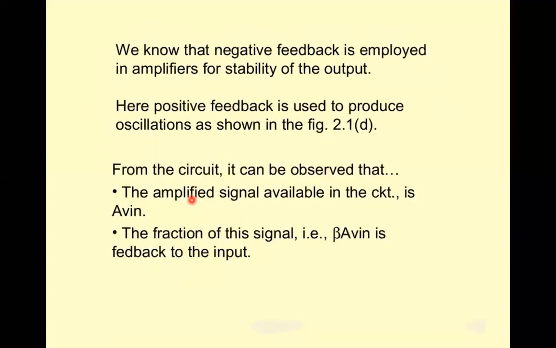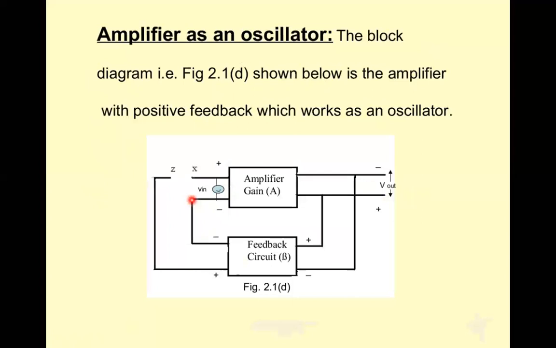From the circuit, it can be observed that the amplified signal available in the circuit is AVin. See here, this is the gain, so the input is AVin. The fraction of this signal, that is beta into AVin, is fed back to the input. So the feedback factor is beta, and beta into AVin is nothing but the feedback to the input.